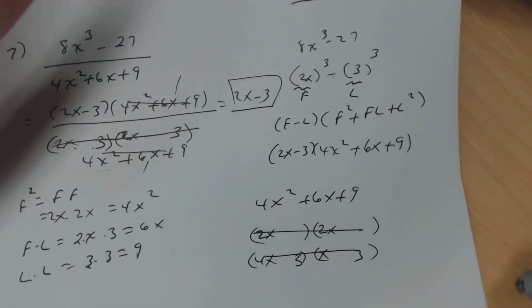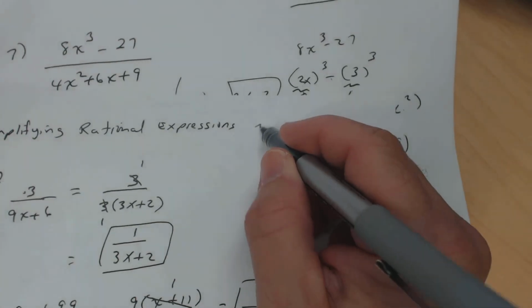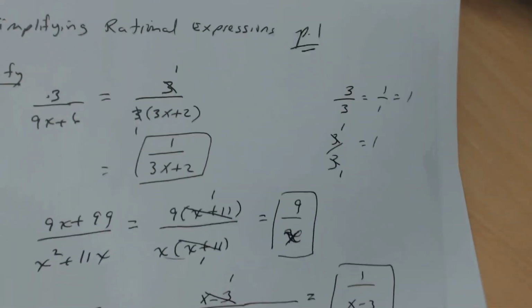So that's going to be part 1. I'm going to change this to simplify rational expressions part 1. We're going to do a part 2 in the next lesson.